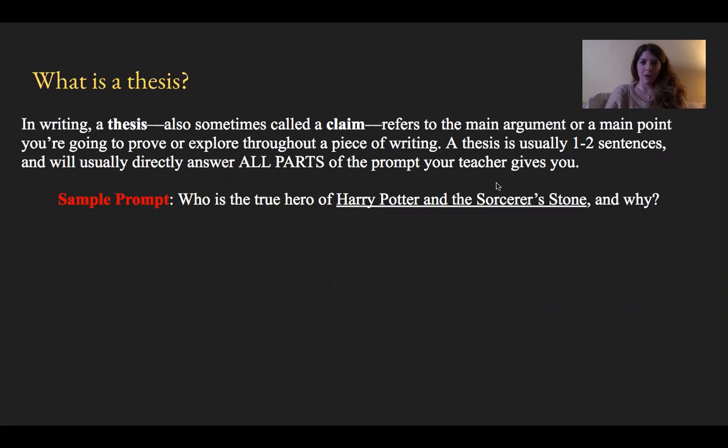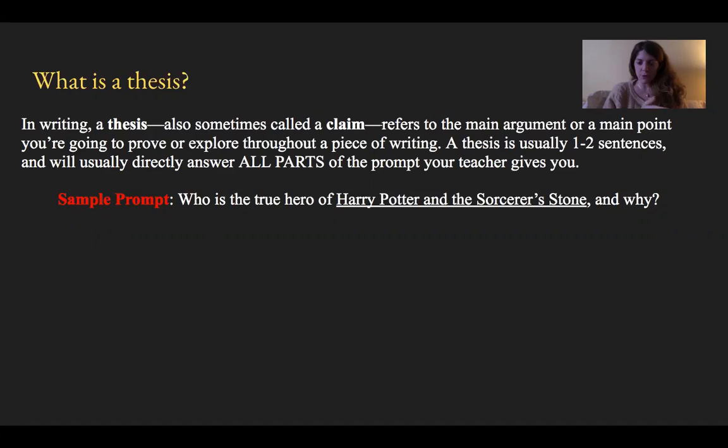So the first thing we're covering is what is a thesis. This word may or may not be familiar to people depending on the instruction that you got when you were in middle school. When you were writing a thesis, this is also sometimes called a claim. We are talking about the main argument or main point that you're going to explore or prove in a piece of writing. Usually the thesis is 1 to 2 sentences long, and it usually will directly answer all part of the prompt the teacher gives you.